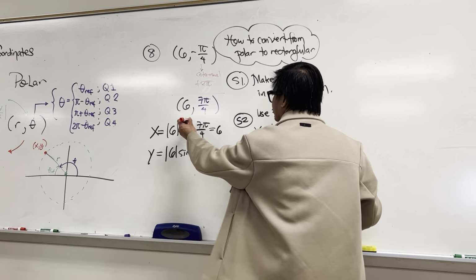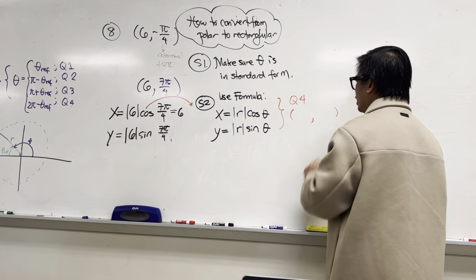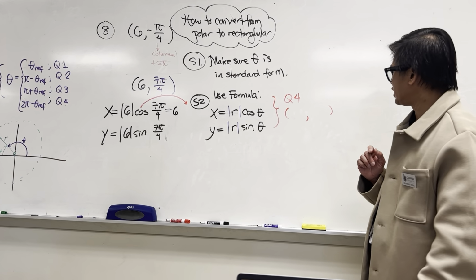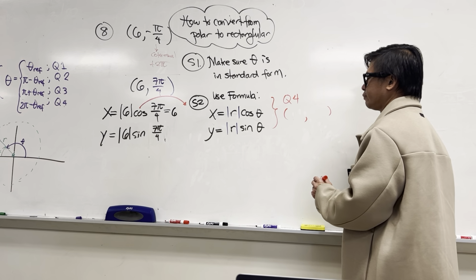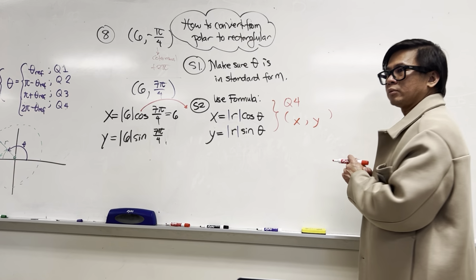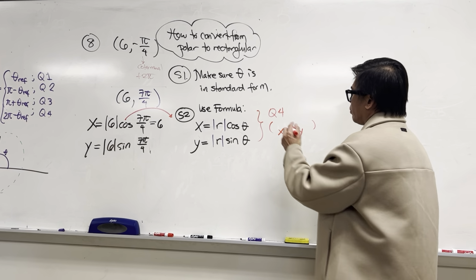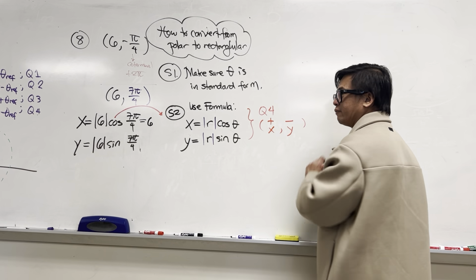So you have to consider the quadrant as well, all right? So we're at 7 pi over 4. What quadrant is that? Quadrant 4, right? So if it's in quadrant 4, we are considering which one is positive and which one is negative between x and y. Quadrant 4: positive on the x, negative on the y, right?